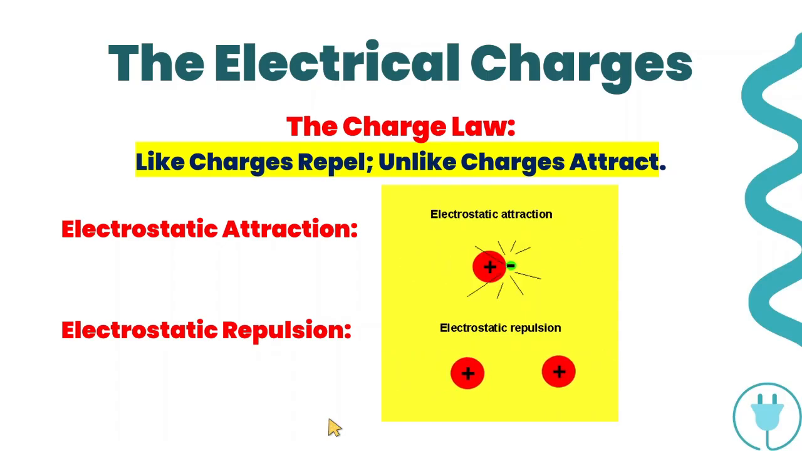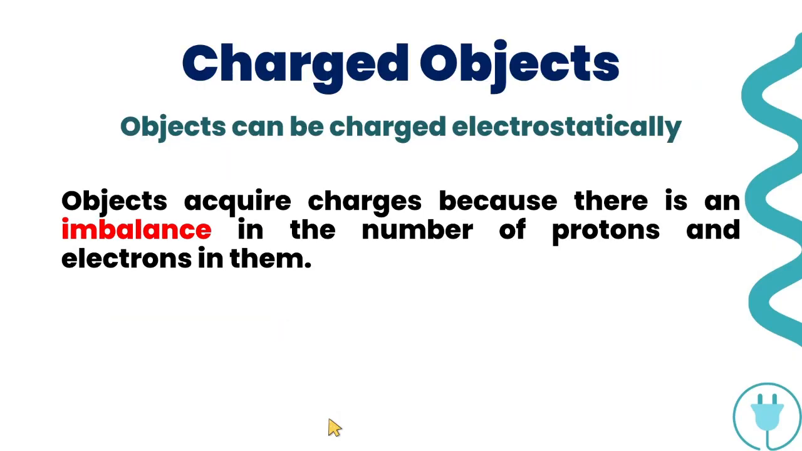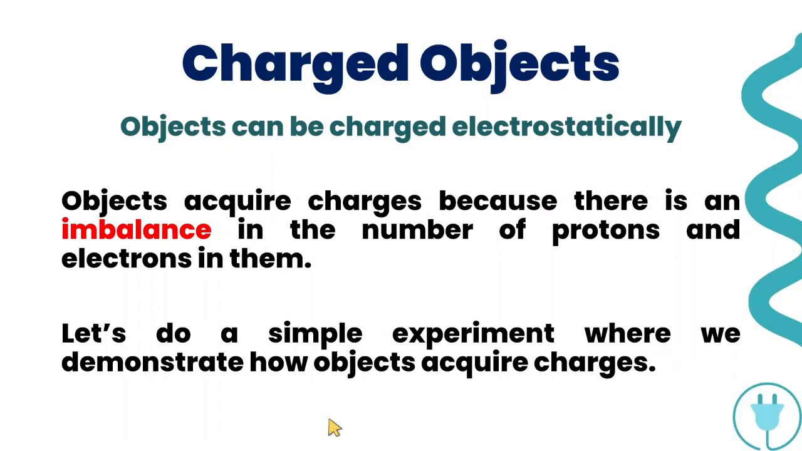But how do objects become charged in the first place? Objects can be charged electrostatically. Objects become charged when there is an imbalance between protons and electrons. Since protons are usually fixed in the nucleus, charging typically involves the movement of electrons from one object to another. Rather than just discussing the theory, let's observe electrostatics in action.